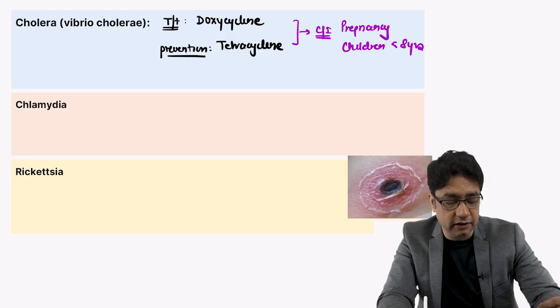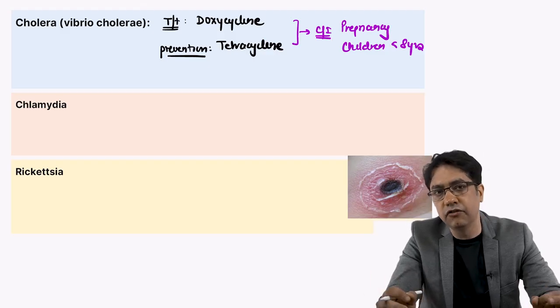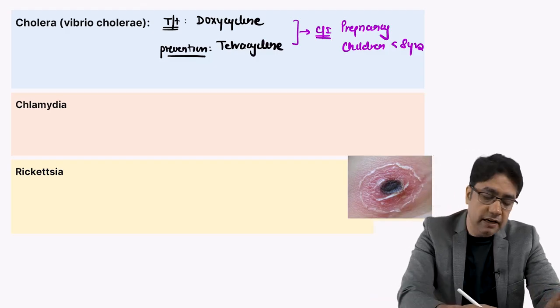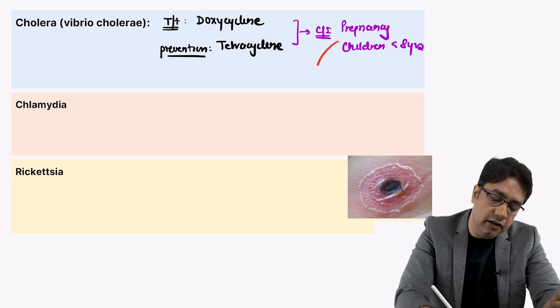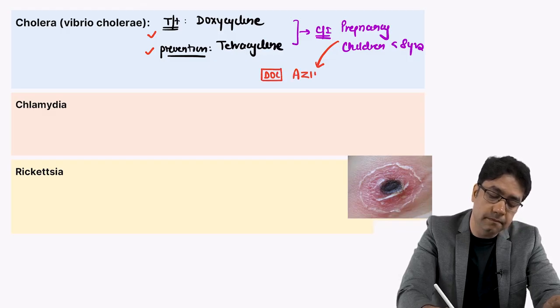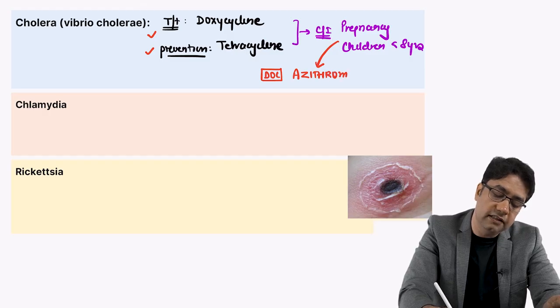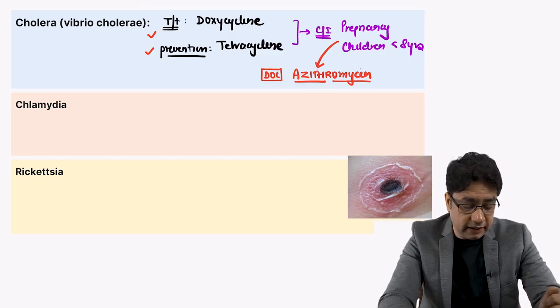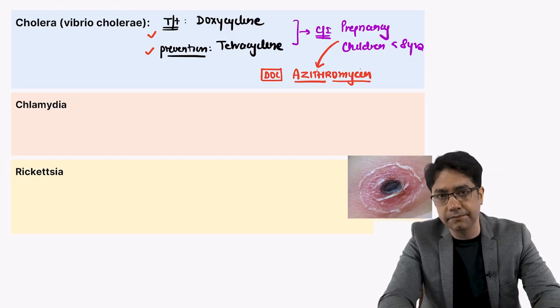So if a question comes, sir, what is the drug of choice for treatment and prevention of cholera in pregnancy and small children? In pregnancy and small children, both for treatment and prevention, the drug of choice is azithromycin. So cholera in pregnancy, cholera in children, give azithromycin. It is safe in pregnancy and children. So the next infection we have is chlamydia.